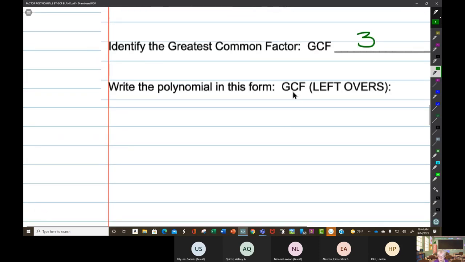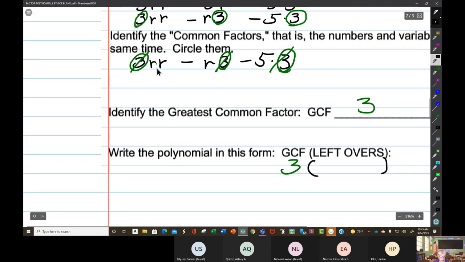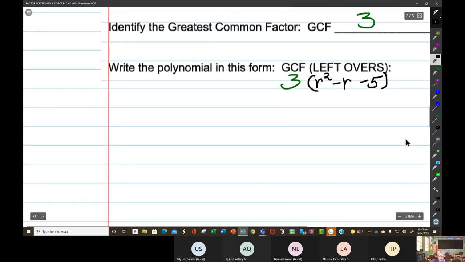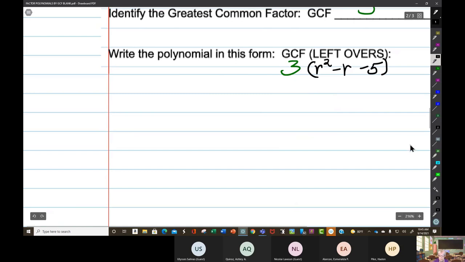Then I'm going to write the polynomial in this form. 3 is the GCF, and the leftovers are r times r, which is r squared, minus r, minus 5. So that's my theory, okay? Well, no, it's my hypothesis.